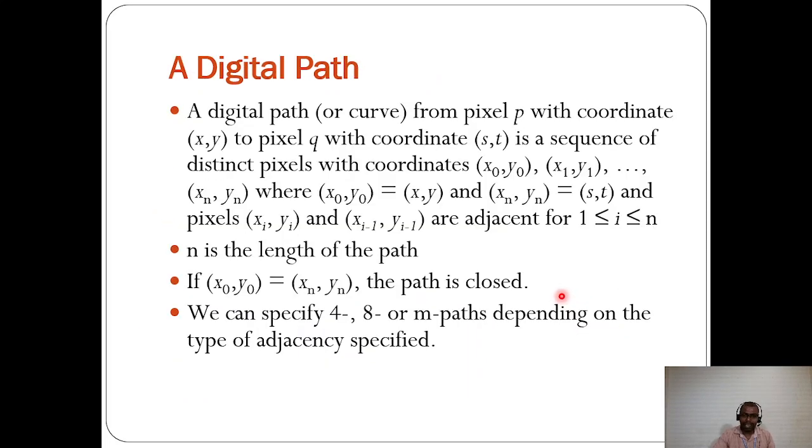The next one is a path. Path is nothing but, suppose you take two pixels p and q, where p and q are connected via many intermediate pixels. Suppose p is the coordinate x comma y and q is the coordinate s comma t. So p is connected to q with intermediate pixels. In between we have many pixels, it may be 1 or 2 or 3 or 4. Suppose x0, y0 equals xn, yn, then it is called a closed loop. It simply forms a loop, so it is nothing but a cycle.